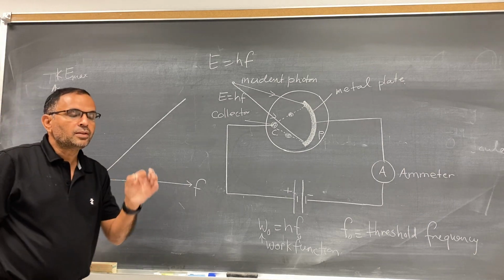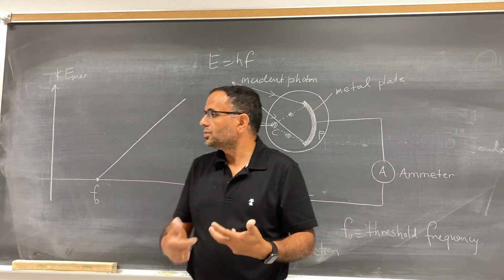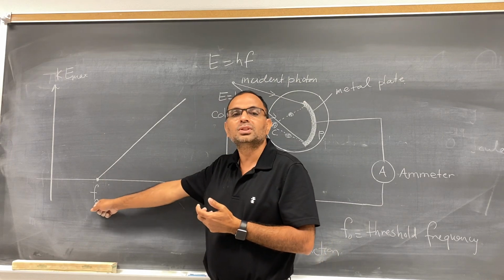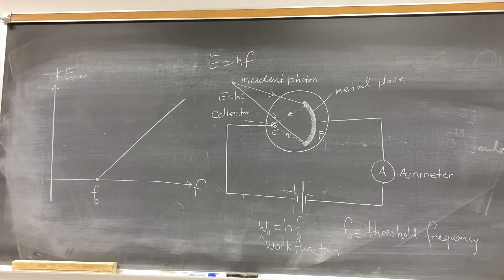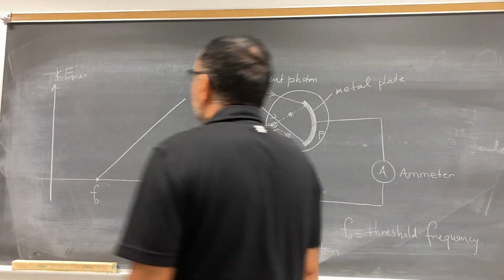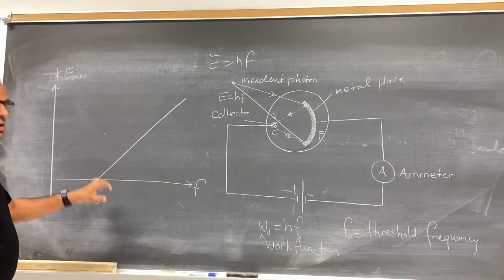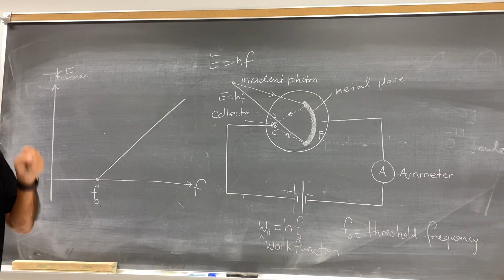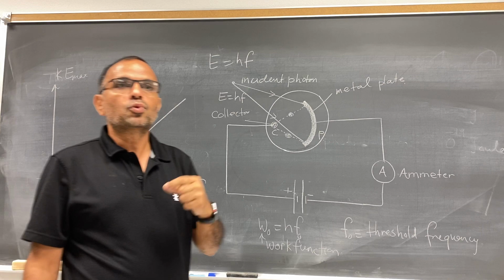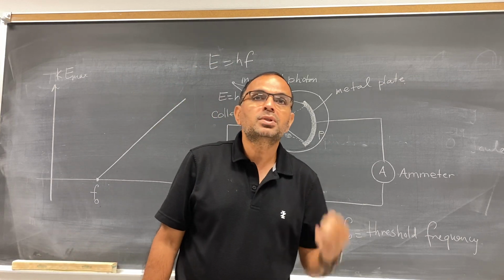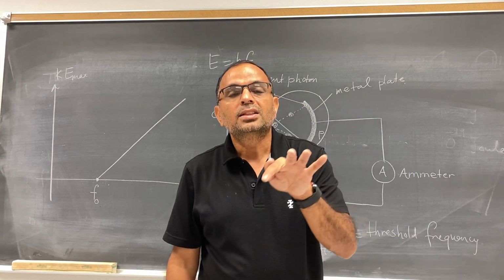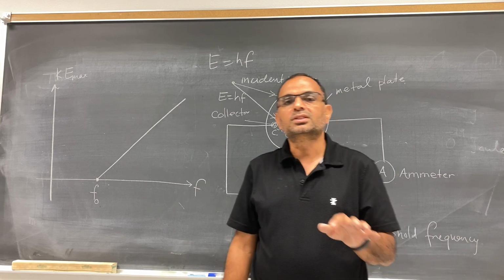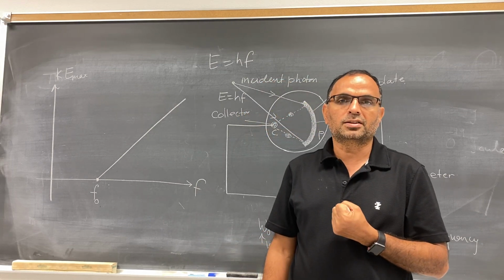It also increases linearly like this. So you need a certain minimum frequency to knock out the electron, f of 0. This is what we call the threshold frequency. And if you increase the frequency, then your kinetic energy also increases linearly. Therefore you need a certain minimum frequency to knock out the electron from the metal surface. That is what we call the threshold frequency. If the frequency of the incident light is less than the threshold frequency, you cannot knock out the electron from the metal surface.